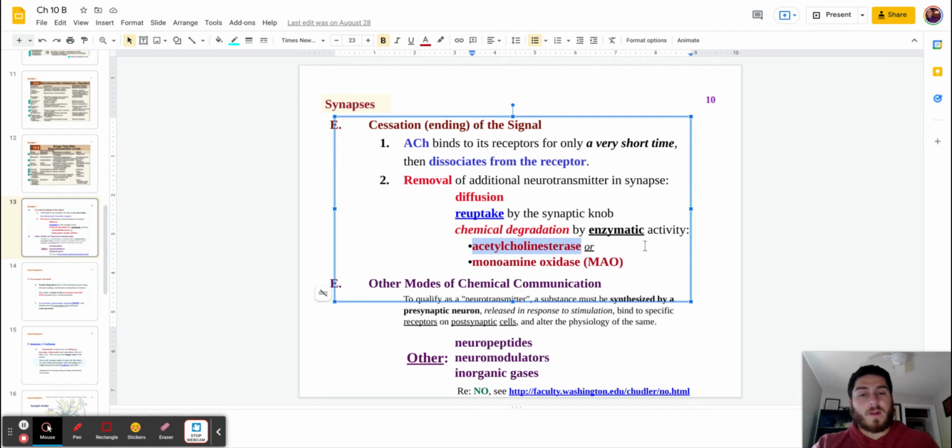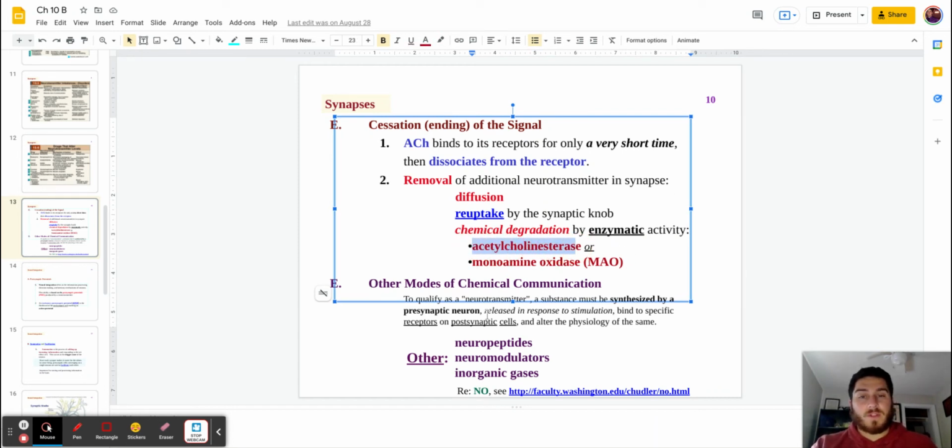Acetylcholinesterase is the one we talk about a little bit more because, again, we're talking about acetylcholine, and people can usually notice that it is an enzyme because it has ACE at the end. This enzyme's job is to break down acetylcholine. So we call it acetylcholinesterase.